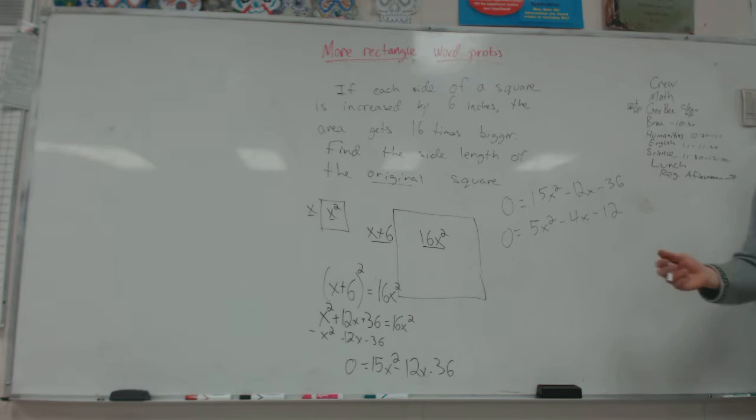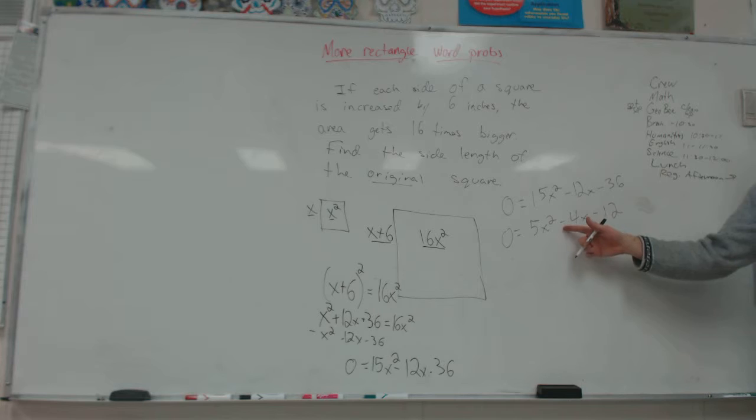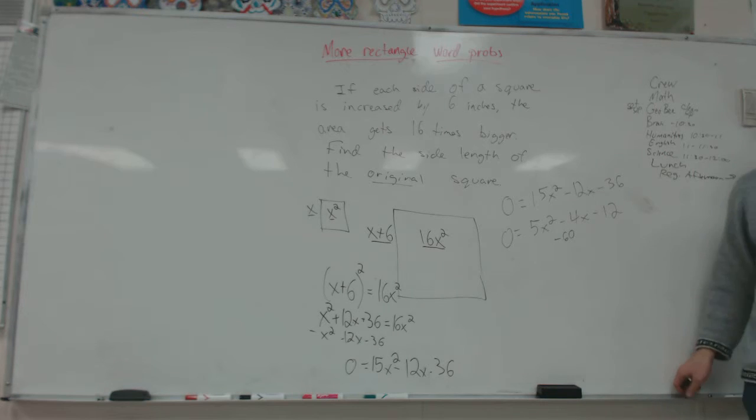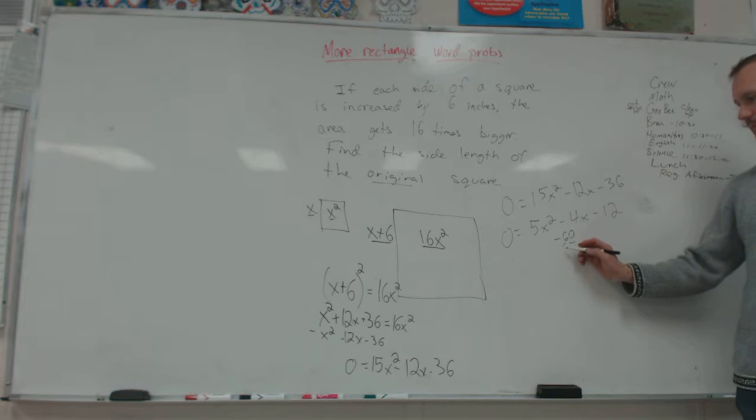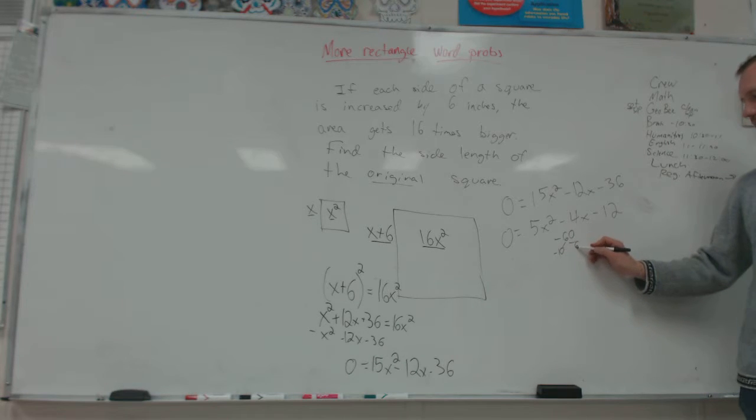Okay. So now I need factors of 60, or negative 60, to add up to negative 4. So negative 60. What factors of that are going to add up to negative 4? 60 and 1, no. 30 and 2, no. 3 and 20, no. 10 and 6. Yeah. 10 and 6. Which one should be negative? 10. Yeah, so negative 10 and positive 6.